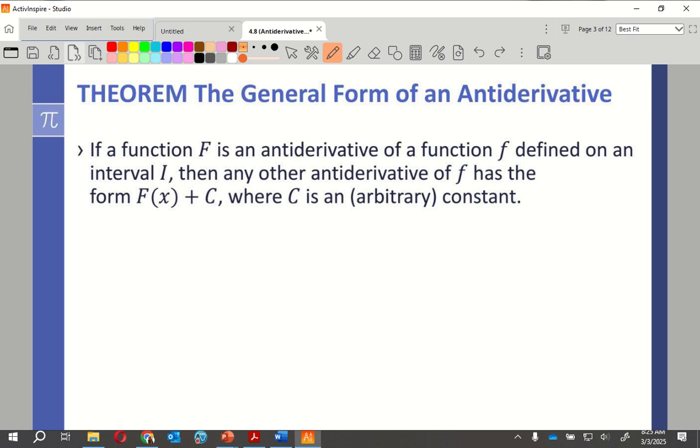If a function, capital F, is an antiderivative of f and defined on an interval I, any other antiderivative of f has the form capital F of x plus c, where c is an arbitrary constant. That's that c I was telling you about. When I took the derivative of the number 5, it became 0. But when I go antiderivative, I don't have any evidence that says what that constant was supposed to be.